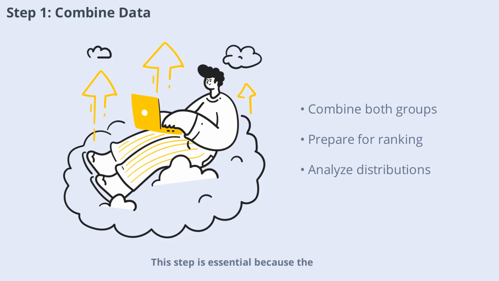To start, you combine all the data from both groups into a single list. This step is essential because the test compares the overall distribution of values, not just the means. By pooling the data, you set the stage for ranking and further analysis.